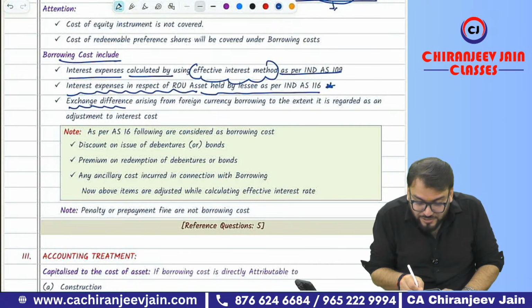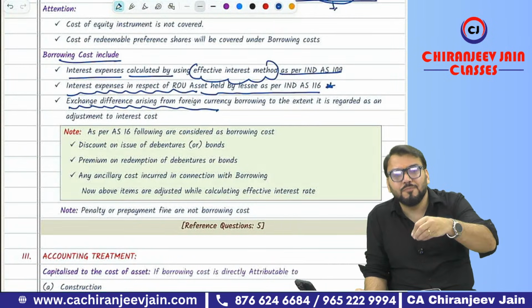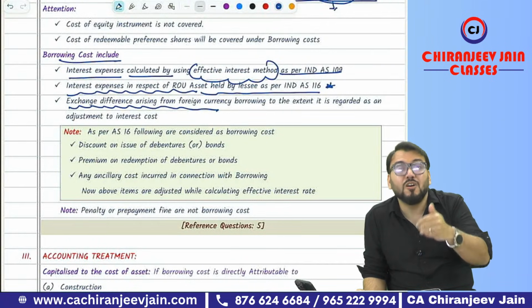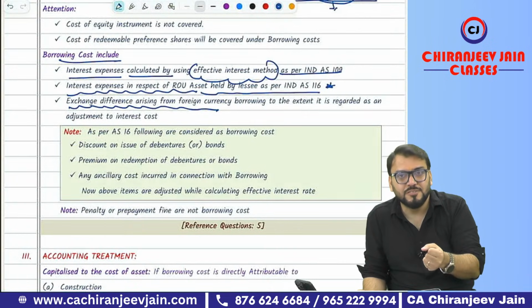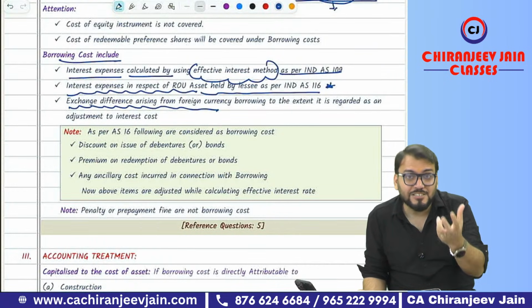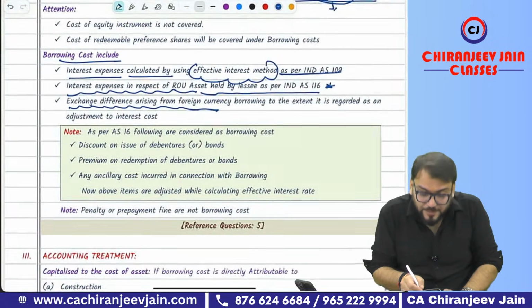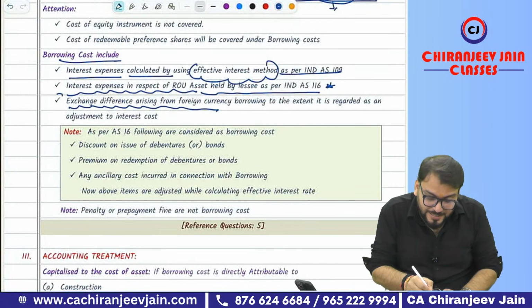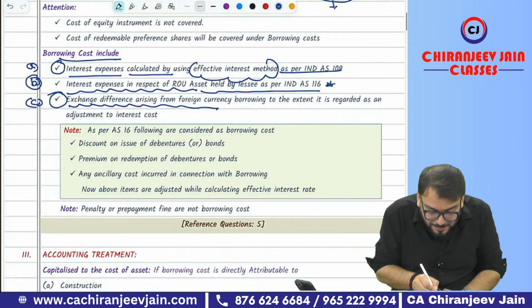It will also include any exchange difference arising from foreign currency borrowing. Suppose we have taken a loan from a foreign bank, it will be in foreign currency. Whenever there is foreign currency borrowing, there will be exchange difference. Ind AS 23 says that exchange difference can also be regarded as an adjustment to interest cost. How much exchange difference will be considered as borrowing cost will be discussed at the end. Right now we will concentrate only on point number A. Point number B will be discussed under Ind AS 116, and point number C will be discussed at the end of the chapter.